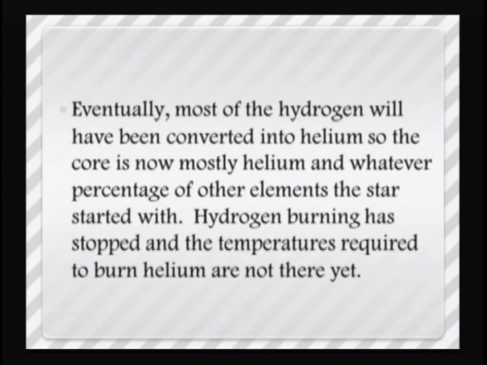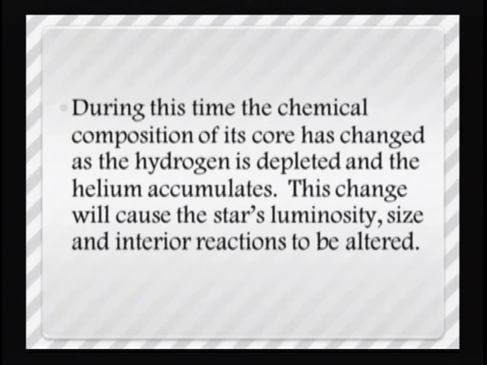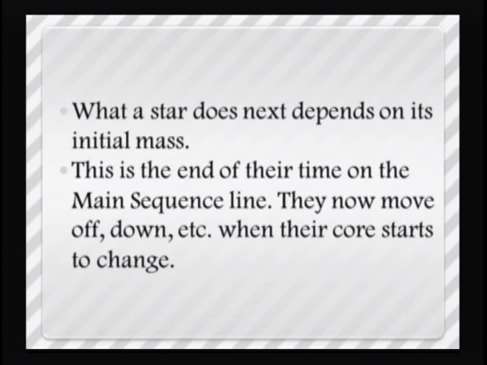So, like I said, during this time the chemical composition has changed, depending on what I have to start with. When energy production slows, or in some cases almost stops, that core is going to start collapsing. And when that core collapses, that's going to cause the star's luminosity, size, everything going on in the interior to be altered. That's when the star starts moving off the main sequence line to the various regions above that main sequence line. And as we've talked about, what a star does next depends upon its initial mass. Mass is the single most important determining factor in the evolutionary sequence of a star.